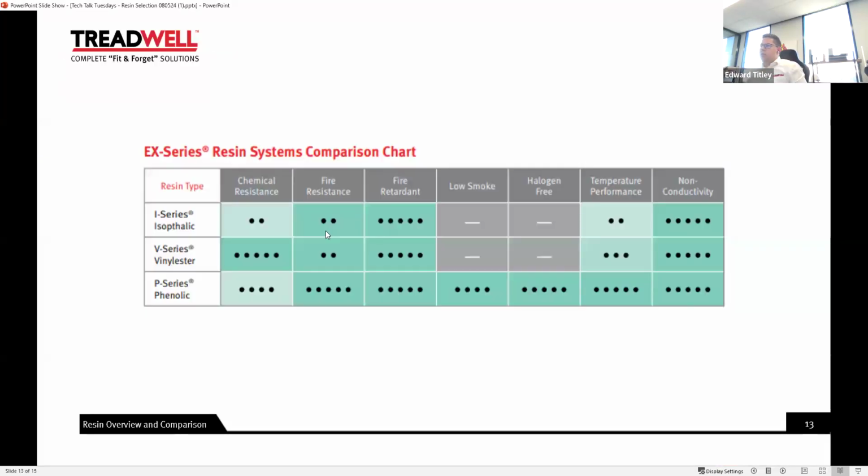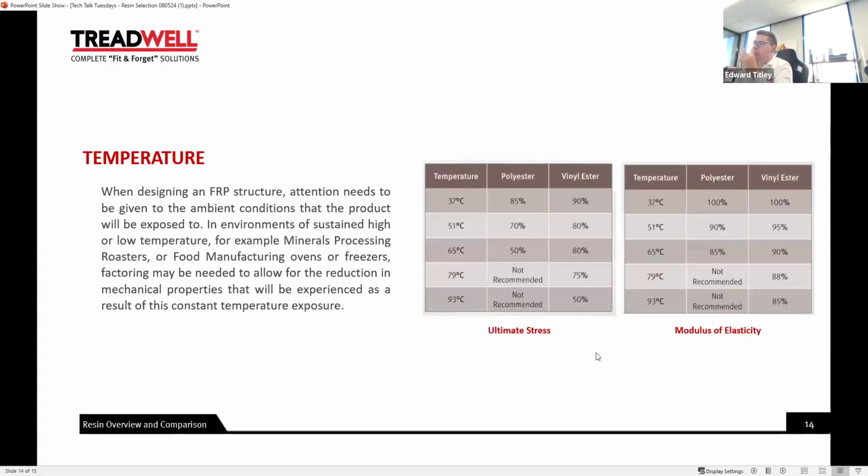So a bit of an overview of the resin types. As we've mentioned, V series offers the best chemical resistance, P series offers the best fire resistance. All the products are fire retardant, and all the products are non-conductive, and we can see that once again P series offers the highest temperature performance. Caveat: this is specifically relating to heat in this example, and the vinyl ester product is better than I series or isophthalic.